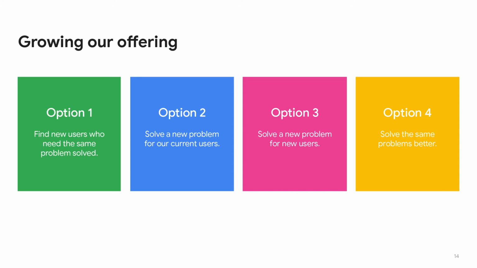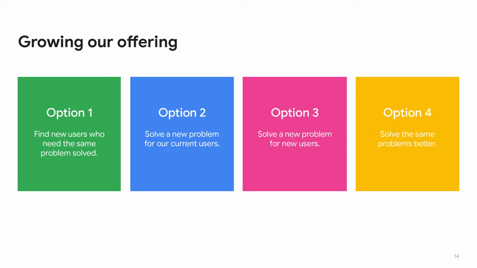But I think there are a lot of other ways to grow as well, instead of just acquiring new customers. Another option is to solve a new problem for our current customers. We look at all the things that our tool does, and we talk to our customers, and we find that there are some problems they're still having that they don't have a solution for. So how do we solve that? The next option would be to solve a new problem for new users.